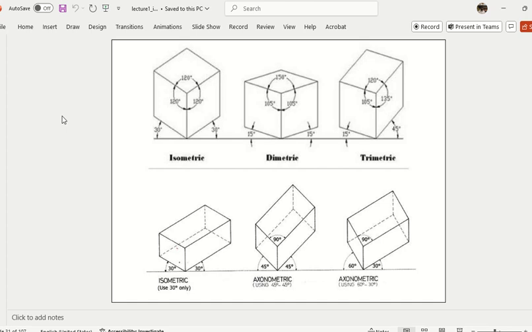The first three and the last three are different types. What is the difference between them? Can you see? The first three are of one type, the last three are of one type. You see how much is the angle here? 30. How much is the angle here? 30. The angle is not different, right? The angle is the same. What is the difference in them? Both of them are 3D. You see three axes in both of them. But what is the difference?